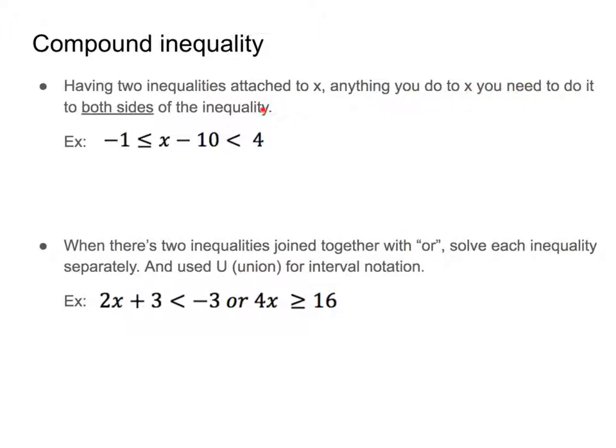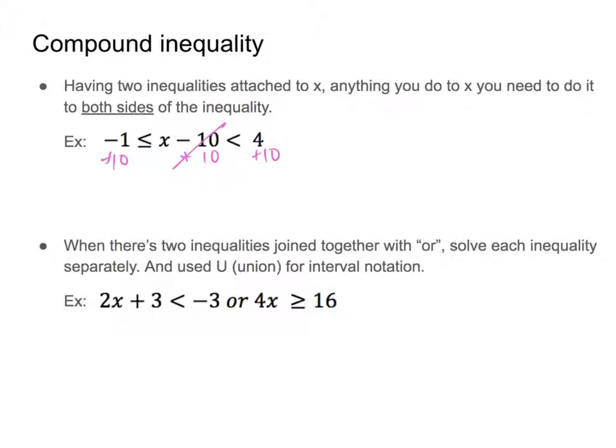Okay, let's back up here. So here's our problem. Let's pretend for a sec and cover up this inequality sign here. If you had to solve just this part of the inequality, you'd probably try to solve it by adding 10 to both sides, so that you could get rid of this 10. But when there are two inequalities, you have to add 10 to both sides.